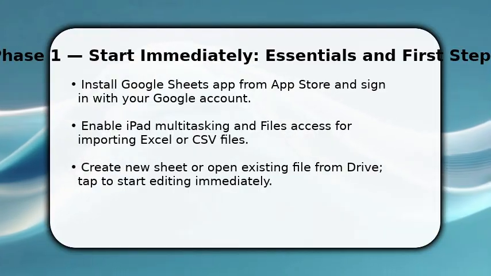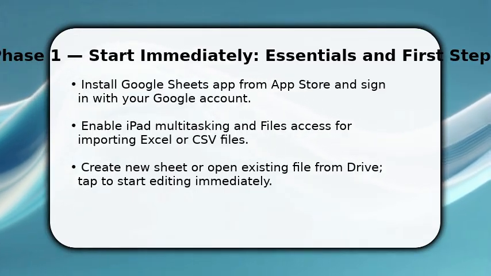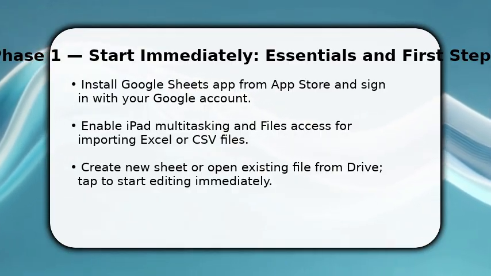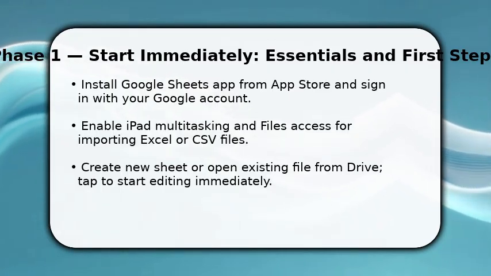You already have the essentials, Sheets installed and signed in. Tap the app to open a file. If you need a template, choose New Spreadsheet. Once opened, enable editing by tapping the pencil icon. This unlocks the toolbar and keyboard shortcuts.